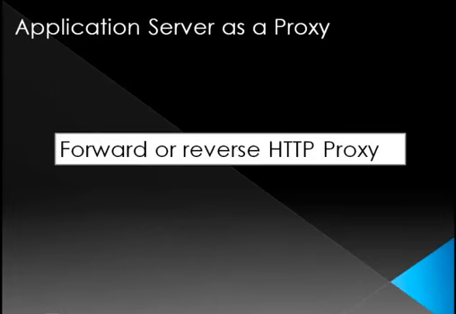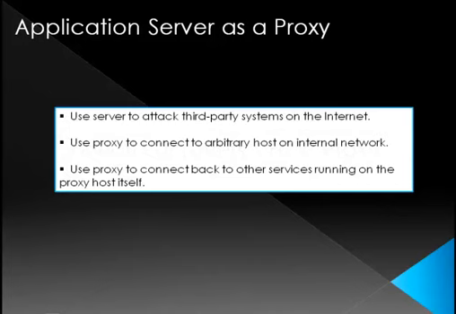Now on to the application server as a proxy. Sometimes a web server is configured to act as a forward or reverse HTTP proxy server. If a web server is configured to be a forward proxy, depending on its configuration, it may be possible to leverage the server to perform various attacks. For instance, the server may be used to attack third-party systems on the Internet, or the proxy server can be used to connect to arbitrary hosts on an organization's internal network. The proxy server may be used to connect back to other services running on the proxy host itself.